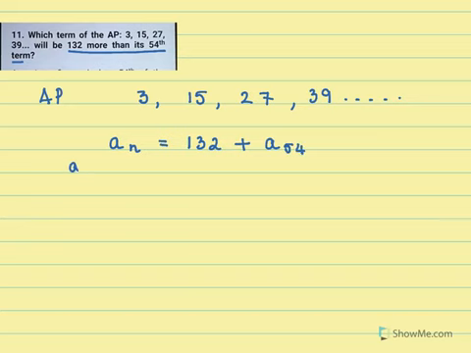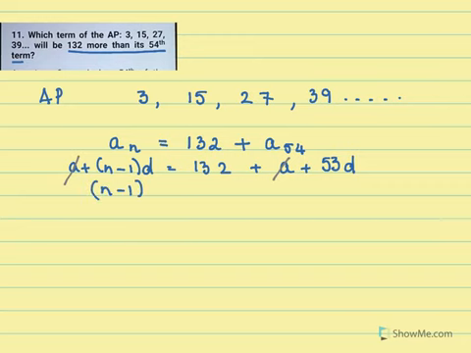So we know a_n is a plus (n minus 1)d. This is 132 plus the 54th term, which is a plus 53d. The a will cancel out on both sides, and now I have n minus 1. Now let's see what is the d. The d is the difference between these terms, so I can write d as 15 minus 3, and d will be 12.